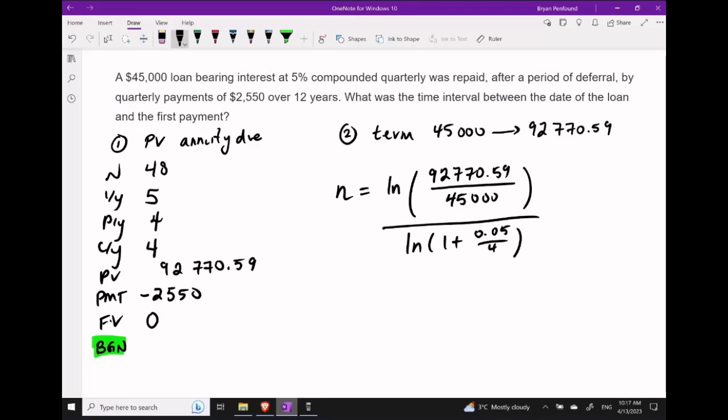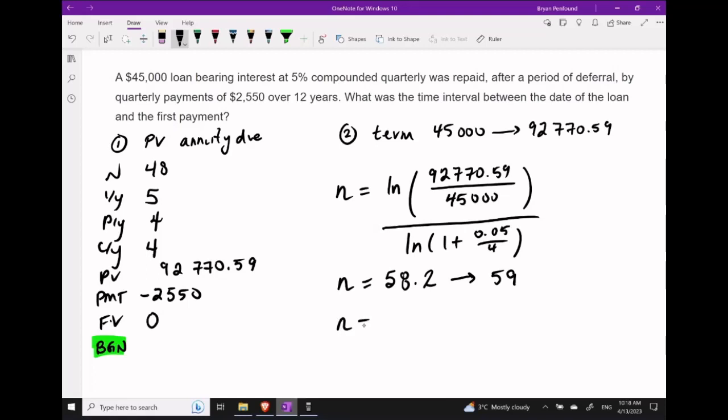What we need to do is take the logarithm of the future value, which we're taking as the 92,000. We need to divide that by the initial loan amount of 45,000, and then divide that by ln of 1 plus i. Simplifying that expression gives us N is about 58.2. So what we need to do is round this up to N is equal to 59.